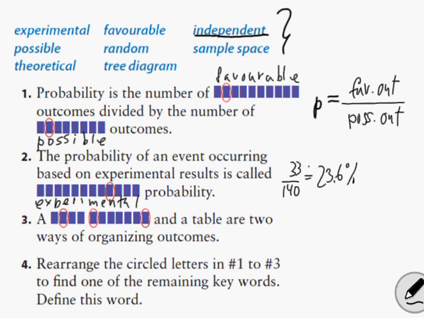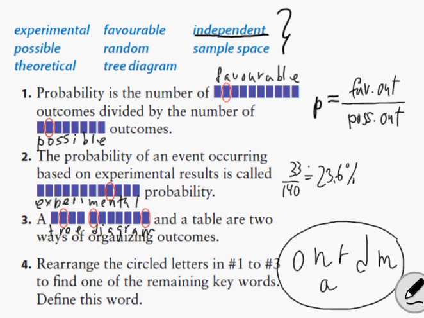And the last question says, a blank and a table are 2 ways of organizing outcomes. A tree diagram, and a table. Then it says rearrange the circled letters in 1, 2, and 3. In the first one we have an O. In the second one we have an N. In the third one we have an R, a D, an M, and an A, and another A. It says rearrange the circled letters to find the remaining key word. If we re-scramble them, the word is random.